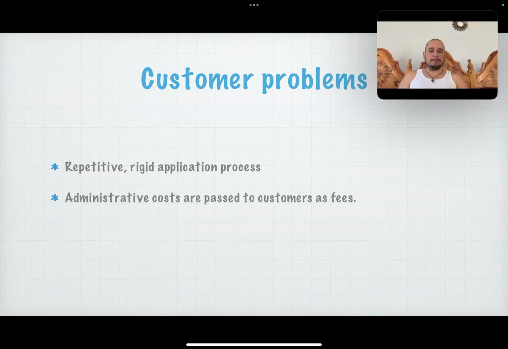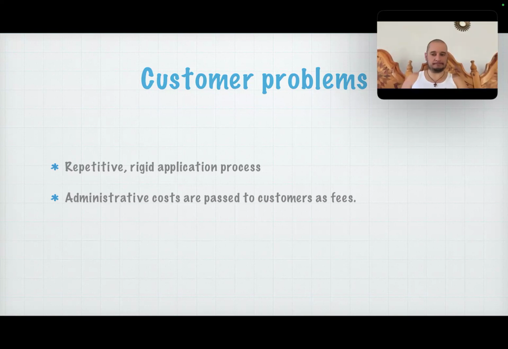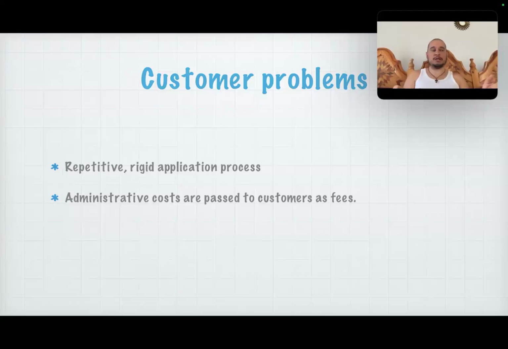The second customer problem is that administration costs are passed to customers as fees. So when a bank or an institution is evaluating a credit, it requires a person to evaluate the application, to do due diligence, to manage the portfolio of credits, to adjust the risk profile, plus, of course, all the marketing and sales costs. And these administrative costs are passed as fees to the customers.